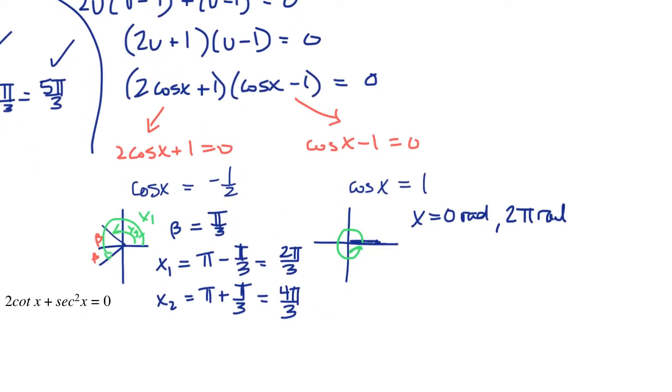Listing them out, x has got to equal, in order, 0, the next one will be 2 pi by 3, then we got 4 pi by 3, and then 2 pi. Those are our 4 solutions to this problem.